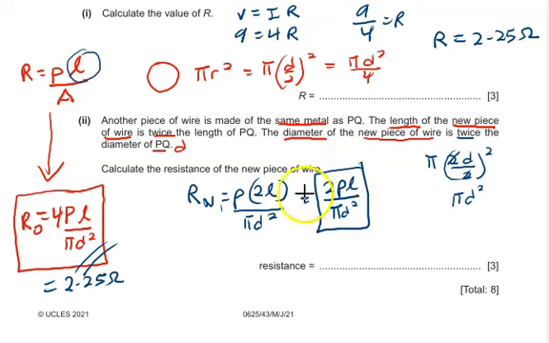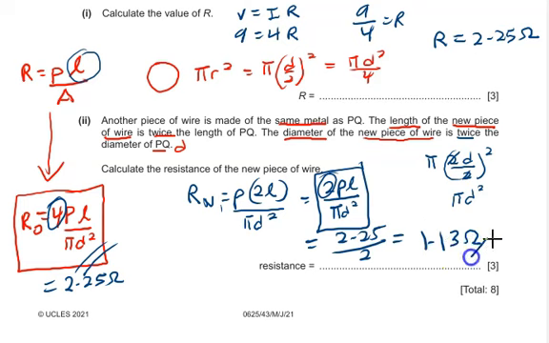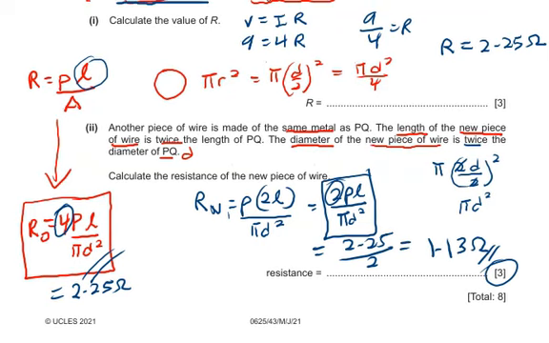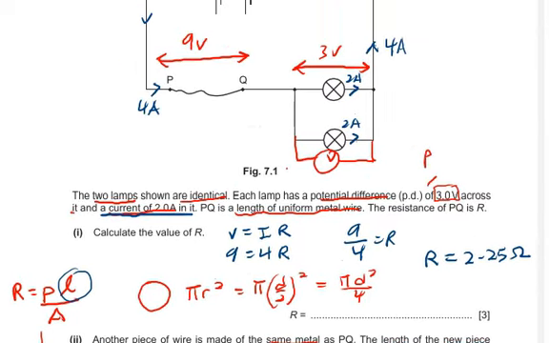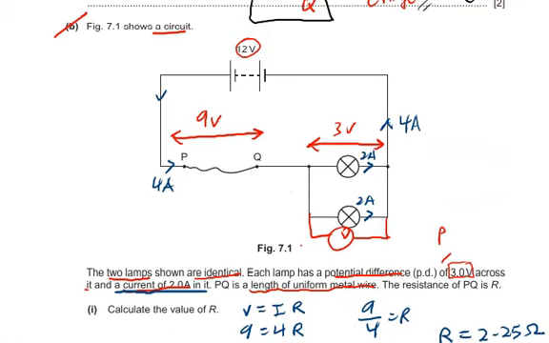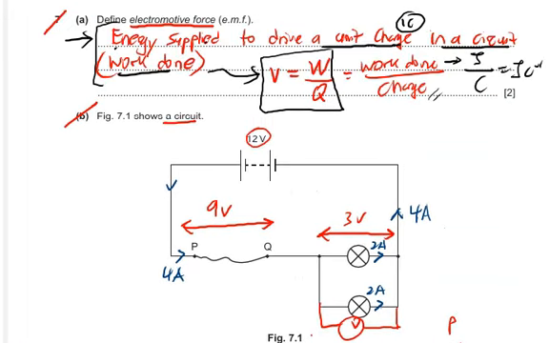Here it will be halved, right? You can see the 4 and the 2 here. So here we have to divide 2.25 divided by 2, and you'll be getting about 1.13 ohm. So this is the answer for this question. I hope you can understand this. This is for number 7, so let us move to question number 8.